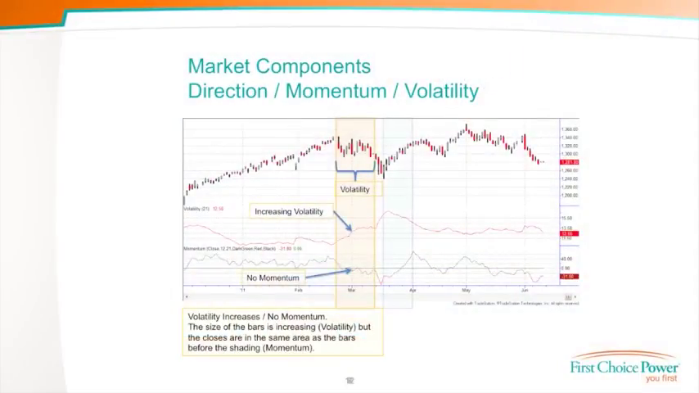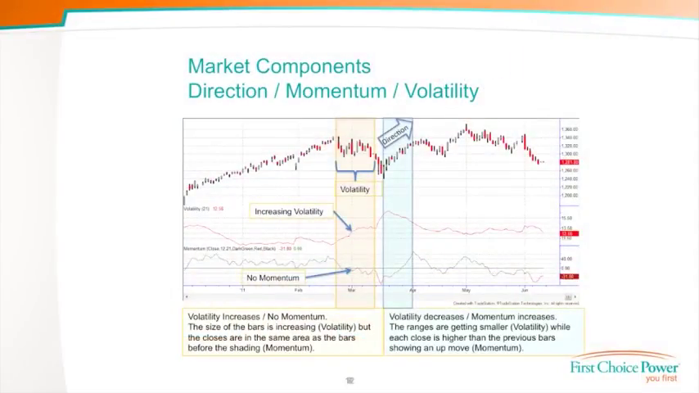On the other side, market's moving up, right? It's moving away. This bar is much further away from this bar. So it's starting to show a direction. So it's got momentum, but it doesn't really have any volatility because the bars aren't getting bigger. They're getting smaller.